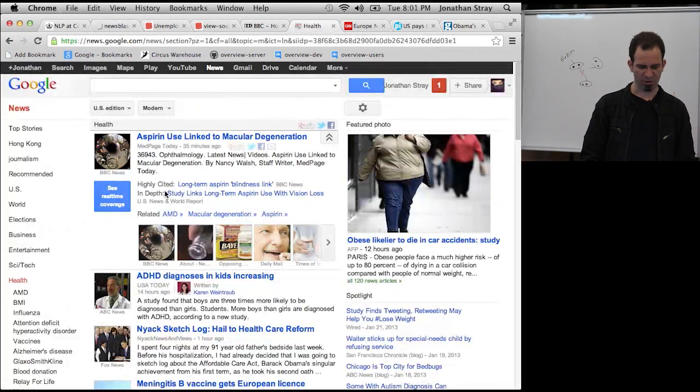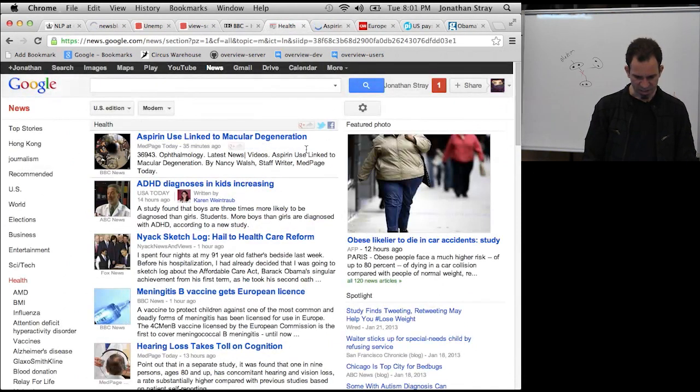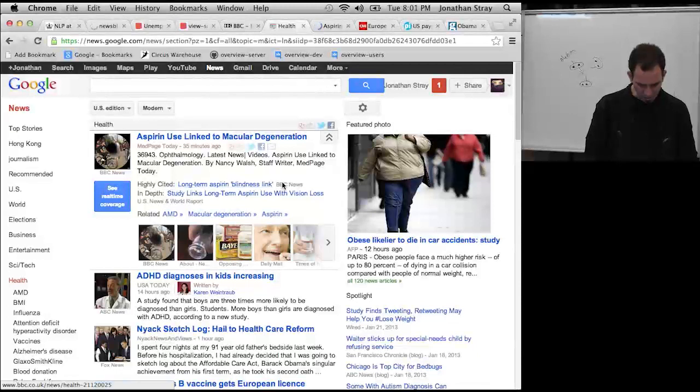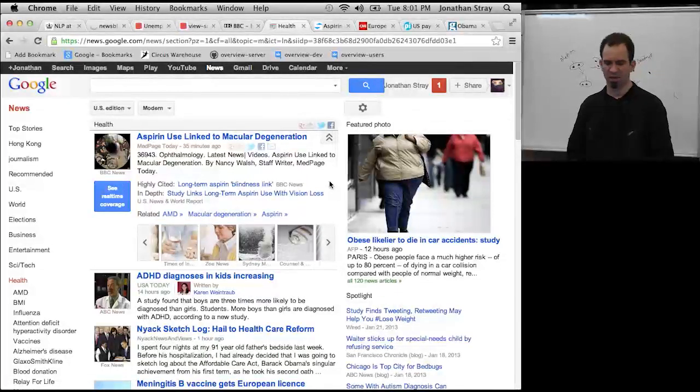All right, so here's Google's health category. First of all, it puts aspirin use linked to macular degeneration at the top above all of the other stories. And then within each story, the top one here looks like it's from MedPage. It has a picture from the BBC. And then it has these other stories: US News and World Report, Daily Mail, Times of London, and all these other things.